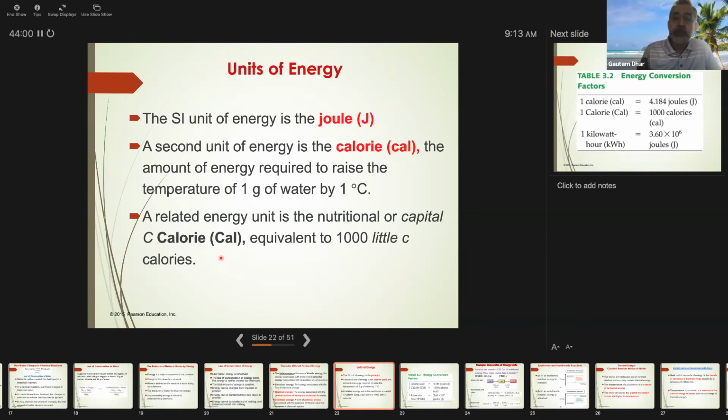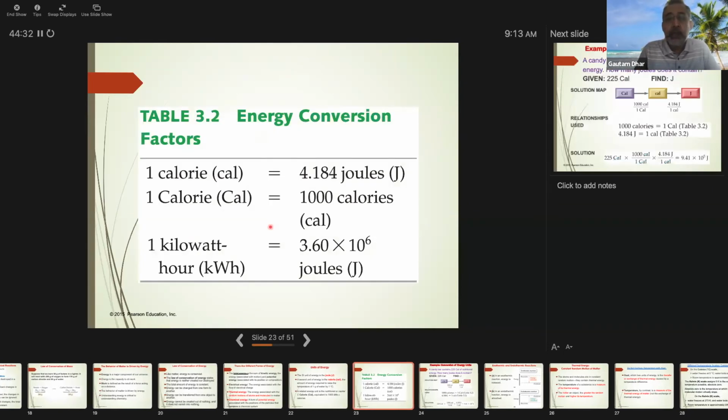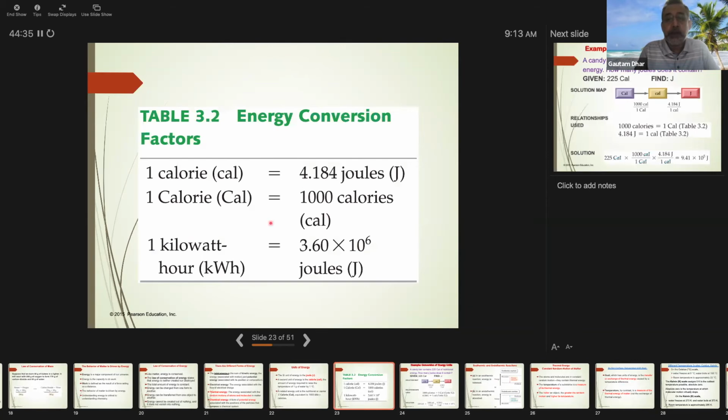Now, nutritionists tend to use another unit, the big Cal. That is 1,000 calories, so you can think of it as a kilocalorie. Often on food labels you will see this big Cal. The meaning of that is 1,000 small cal, so it stands for kilocalorie. We are going to use these three conversion factors.